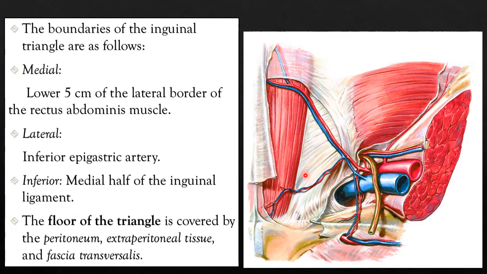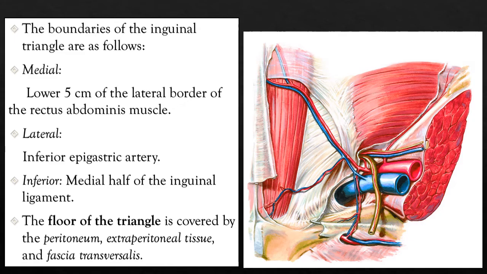The medial boundary is formed by the lateral border of the rectus abdominis muscle fibers, and the lateral boundary is formed by the inferior epigastric artery. The base is formed by the medial half of the inguinal ligament, which extends from the anterior superior iliac spine to the pubic tubercle. That is the inguinal ligament. The floor of the triangle is covered by the peritoneum, extraperitoneal tissue, and the fascia transversalis. Here we are observing from outside.